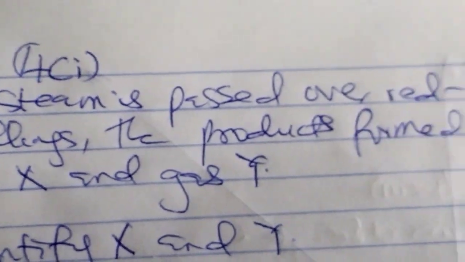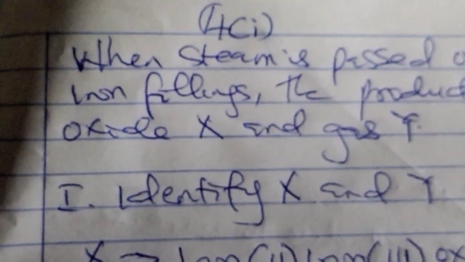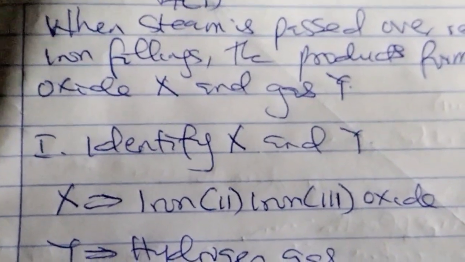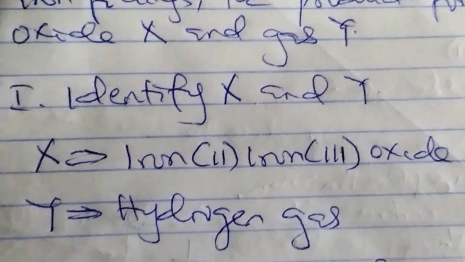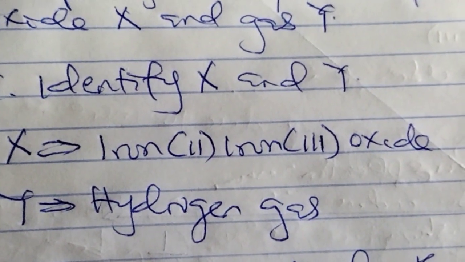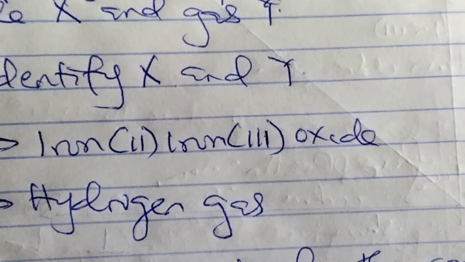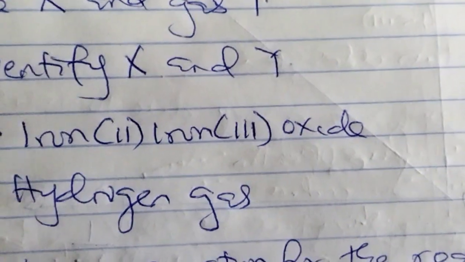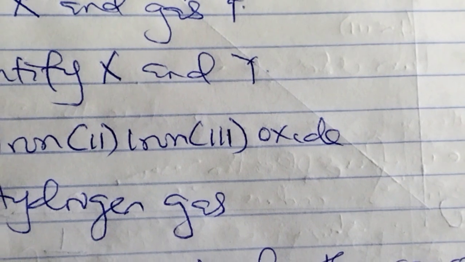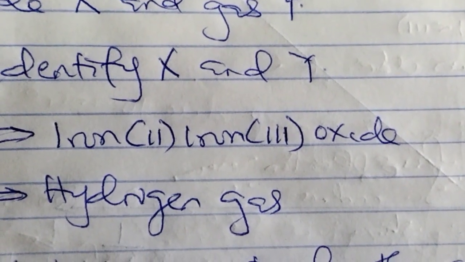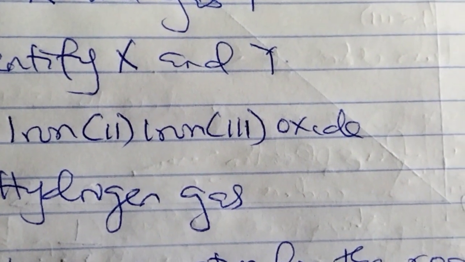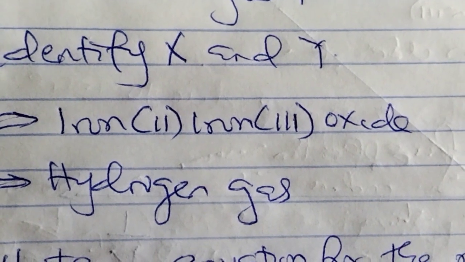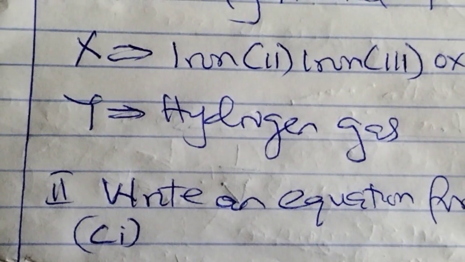4Ci. When steam is passed over red hot iron filings, the products formed are oxide S and gas Y. Question 1, identify S and Y. S is iron(II) iron(III) oxide. The Roman numbers are in capital letters, please. It is iron(II) iron(III) oxide. The Roman numbers in bracket are in capital letters. Then Y is hydrogen gas.